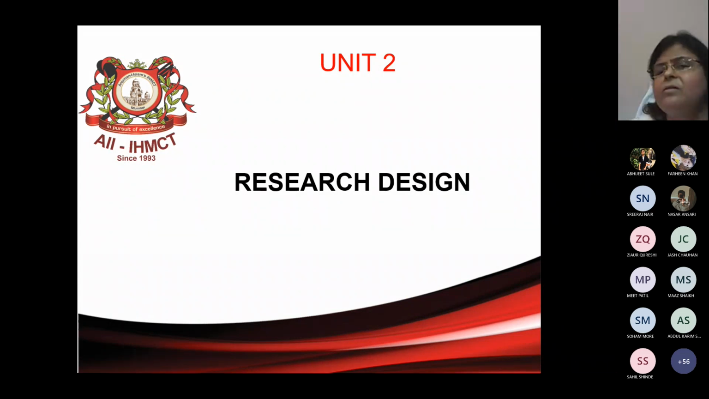Now, what is research design? Research design has everything, from your topic to your objective, your hypothesis, your problem statement. How are you going to fulfill those objectives? What is the population you are targeting? What is the sample size? What statistical analysis are you going to use? How are you going to interpret? What kind of study is it: descriptive, exploratory, historical, experimental, quantitative, qualitative? All this is mentioned in research design.